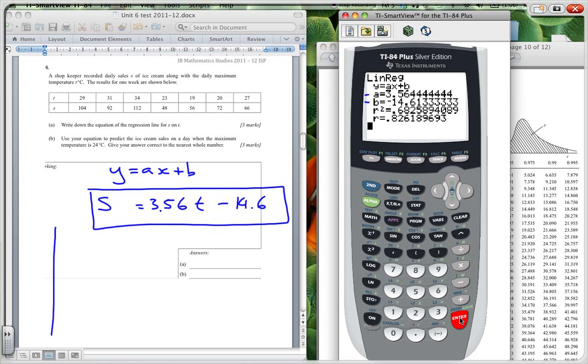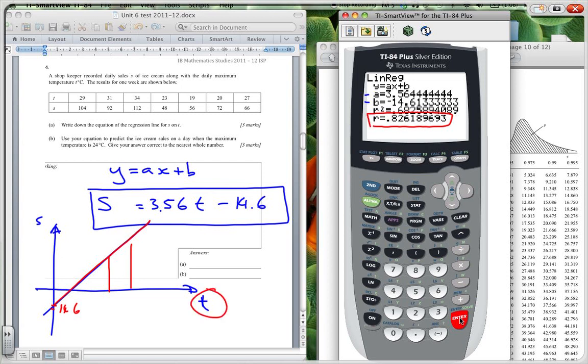If we plotted this up, if I plotted this graph S against your temperature, you would get something like this, where this over here is minus 14.6, and this is your temperature. So we would be getting our values like this. Notice that this is a positive correlation. This R value, they don't ask you to talk anything about this, but this is your correlation coefficient, and because it's 0.826, it shows that there's quite a strong correlation between the temperature and the number of ice creams sold. So this is your answer for A.